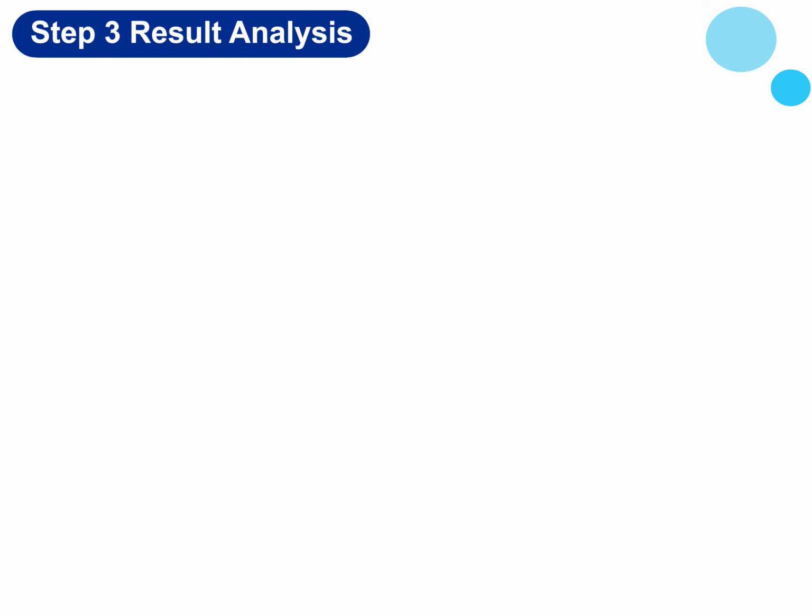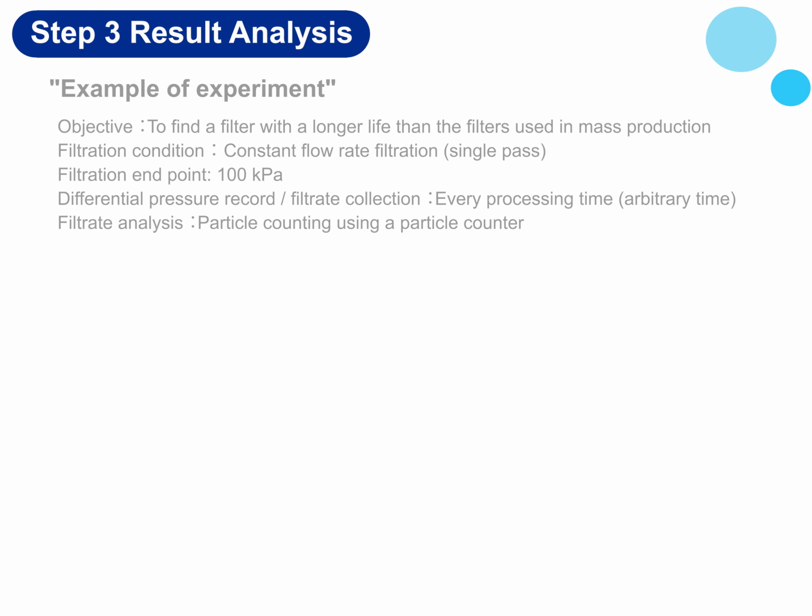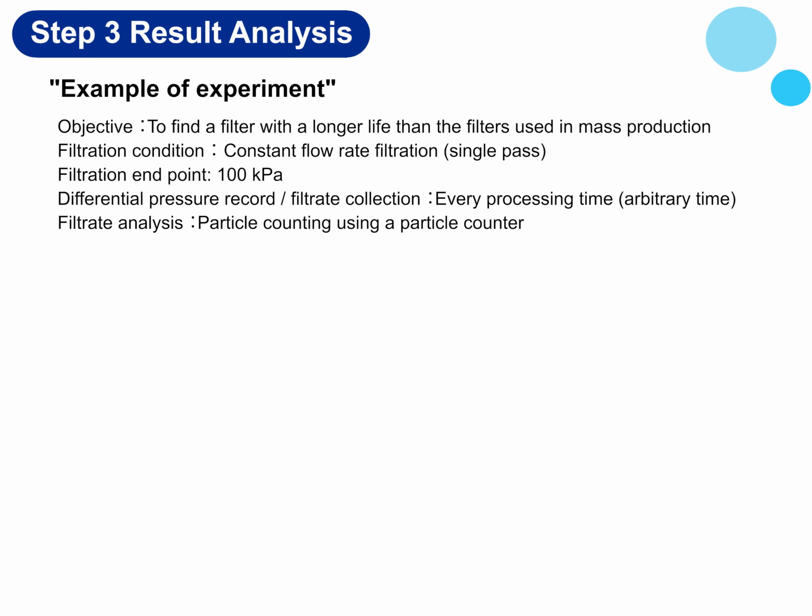Step 3. Result analysis. Finally, an analysis of the experimental result will be presented with an experimental example. The purpose of the study was to investigate a new filter that can be used for a longer period of time compared to the reference filter that is currently used in mass production. Two types of filters are candidates for small volume filtration experiments. Experiments were conducted by recording the differential pressure at each treatment time and collecting filtrate samples until the differential pressure reached 100 kPa. The particle removal rate was calculated from the result of particle count measurements using a particle counter.